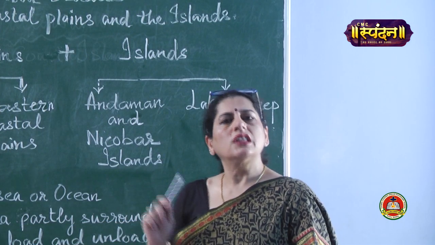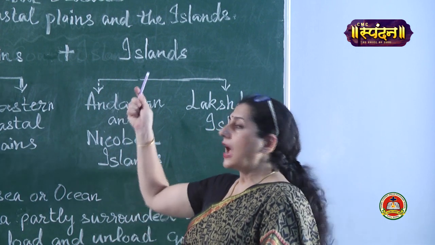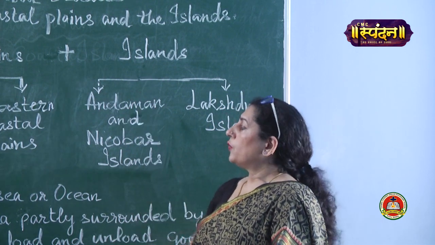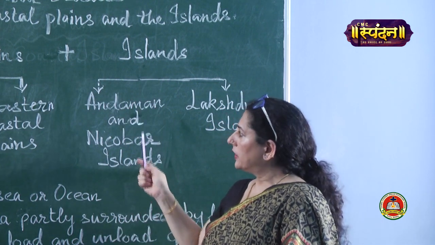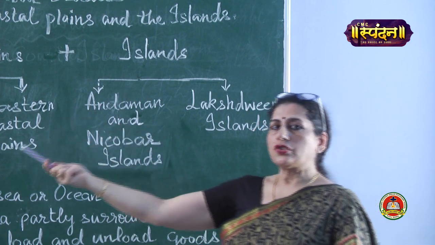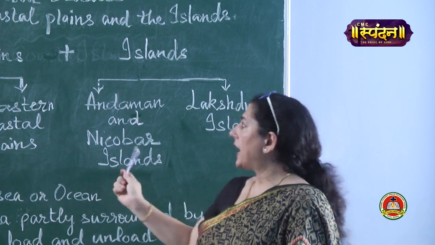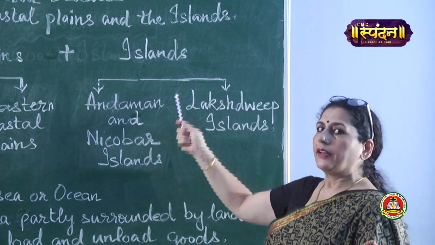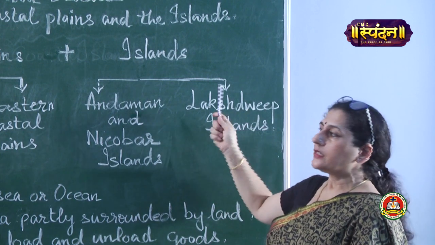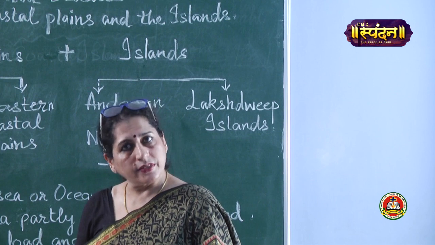Now moving on to the third part of the lesson, we talk about the islands. We have a group of islands, the Andaman and Nicobar Islands, to the east of our country in the Bay of Bengal. And we have another group of islands, the Lakshadweep Islands, to the west of our country in the Arabian Sea.